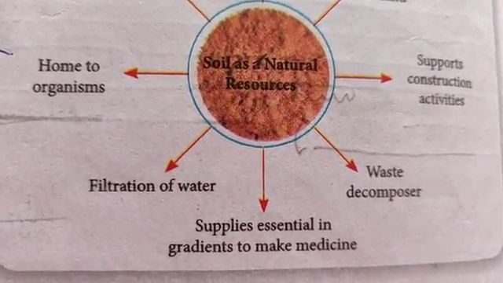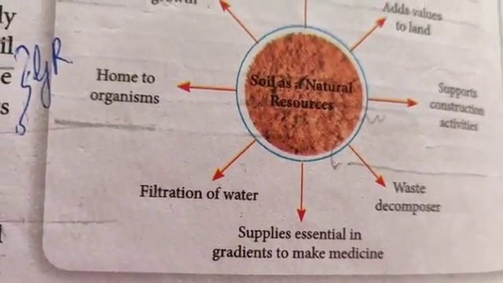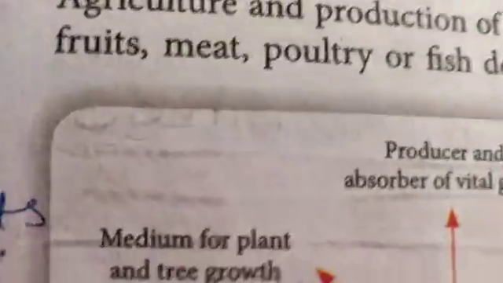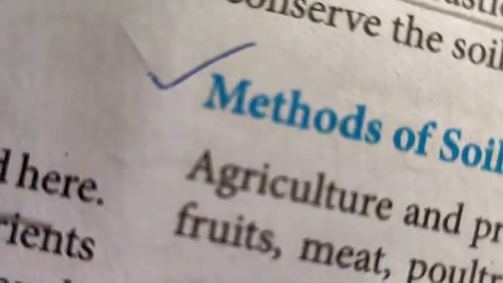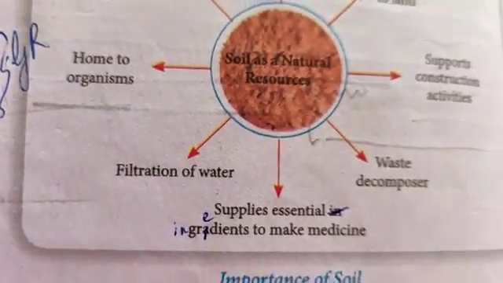Supplies essential ingredients to make medicine. Ingredients, it is just one word, children. There are a lot of mistakes over here. So it is ingredients. What are ingredients? Materials. Okay.